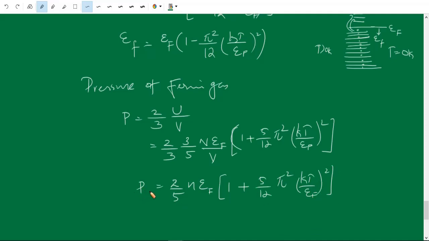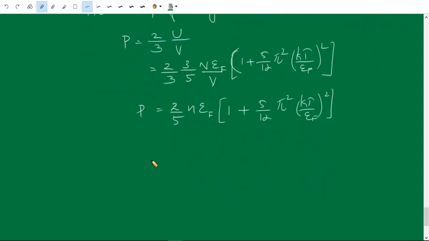So this is the pressure of the gas as the temperature increases from 0 Kelvin to a finite temperature. Okay. So we have discussed number density, energy, average energy, and the chemical potential, mu, which is called EF. Next is the specific heat capacity.